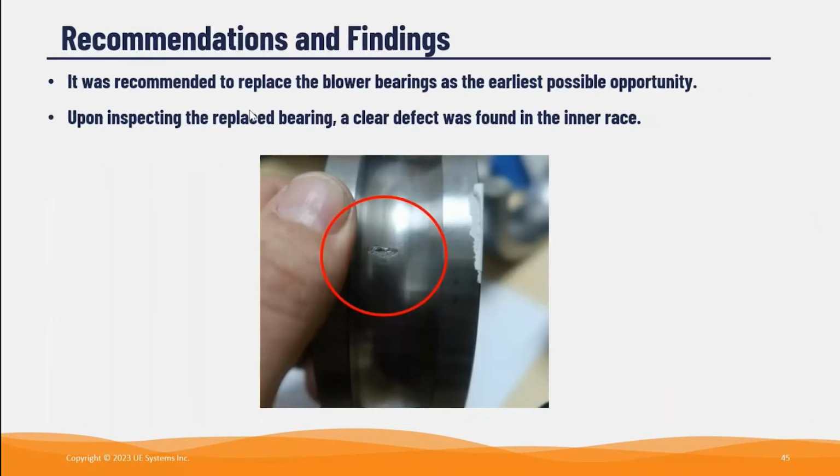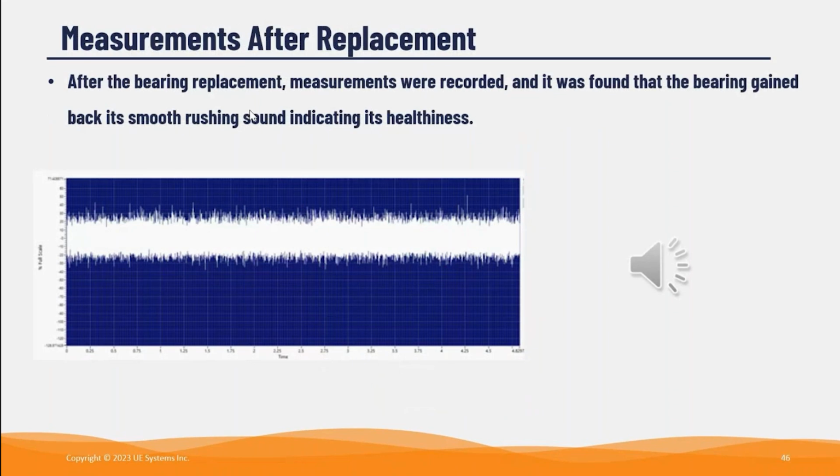So it was recommended in this case to replace the blower bearings, and upon inspection, a clear defect was found in the inner race as it shows in this picture. And after the bearing replacement, another measurement was recorded, and it showed a smooth rushing sound compared to the previous measurements of the defective bearing.